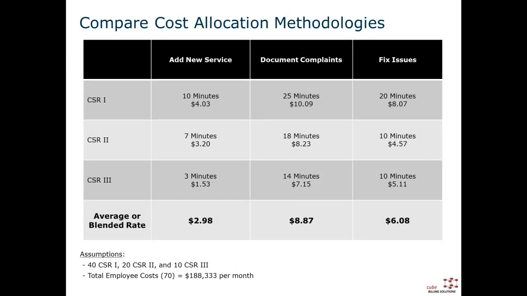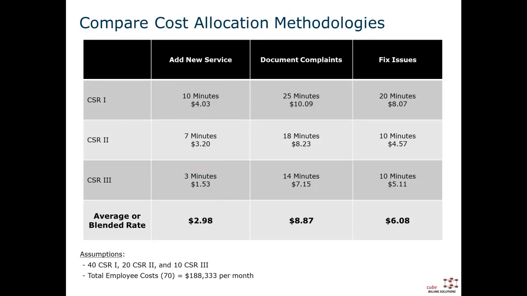The second thing we look at are the services being provided from the contact center. They can add new service, document complaints, and they can fix issues. We then look at how long it takes each of the different 3 job functions to perform these services. And as it's illustrated here, it may take 10 minutes for customer service rep 1 to add new service, where a customer service rep 3 is a little bit more experienced and they can do it in 3 minutes.